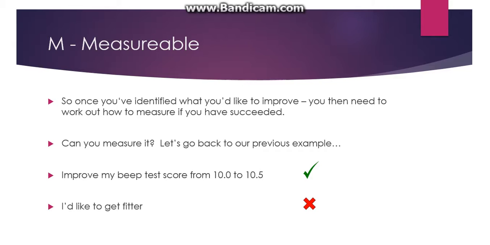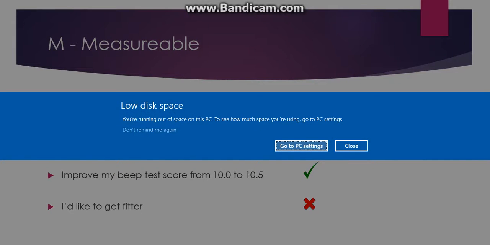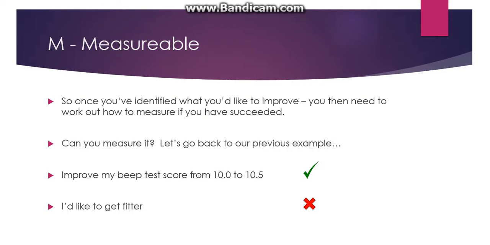We need to actually make a beep test score of 10.0 to 10.5. We're measuring that. Okay, so we need to keep on those things that we can look at, we can measure, and we can see. So it might be a beep test score, it could be a weight you're lifting or a weight you're losing, it could be a measurement from a distance, or it could be a measurement from a time. But we need to be able to measure the goal we're trying to achieve.